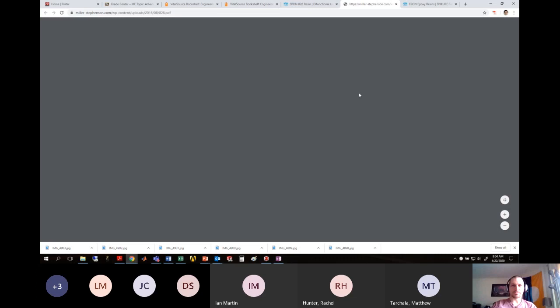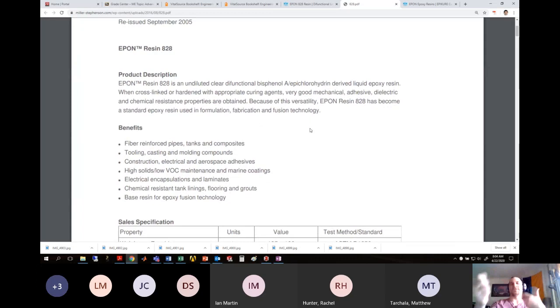And what you'll see in the data sheet is additional information, maybe kind of selling their product a little bit with this product description, so on and so forth. But again, a difunctional, meaning I have two epoxides on either end of the molecule, bisphenol A, liquid resin.